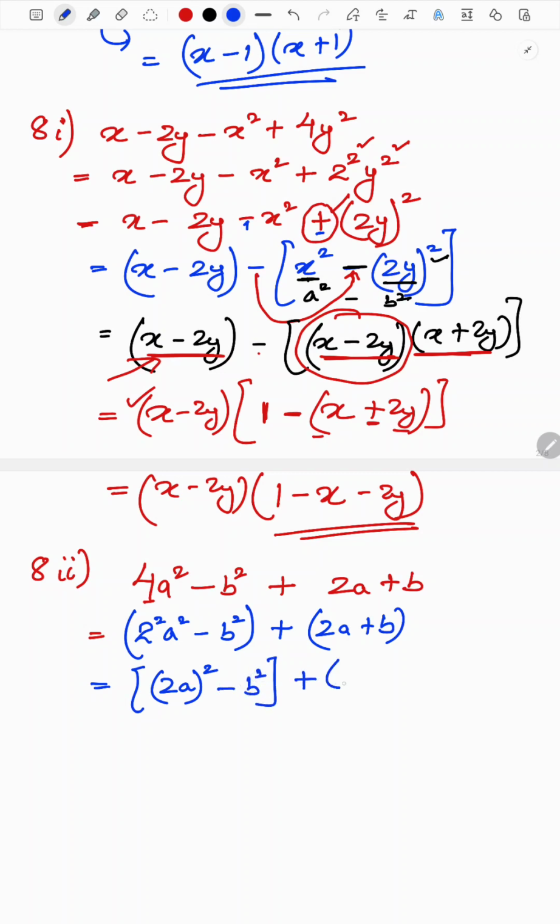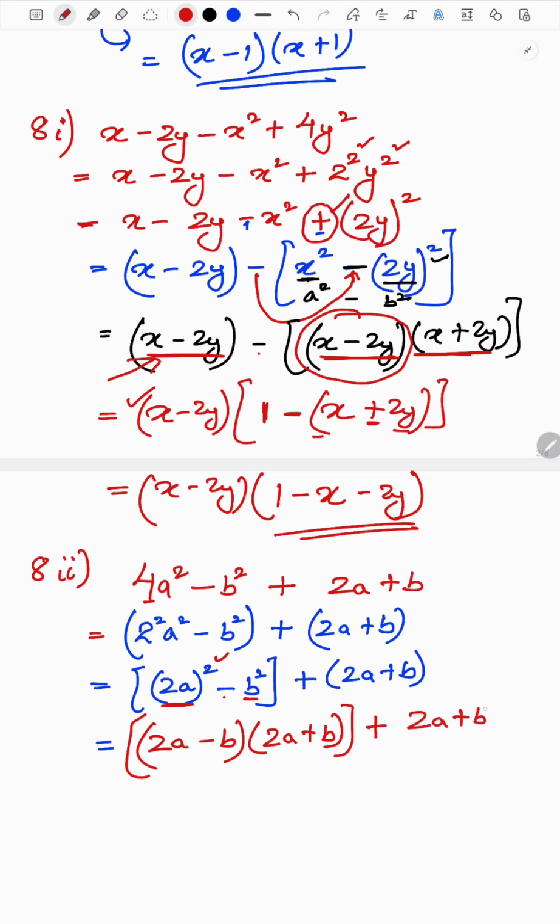bracket close plus 2a plus b equals to, here now you see again this is in the form of a square minus b square, can be written as a minus b into a plus b as a single number here, plus 2a plus b another number. So now you again see that 2a plus b and 2a plus b are common here, so take that as common.